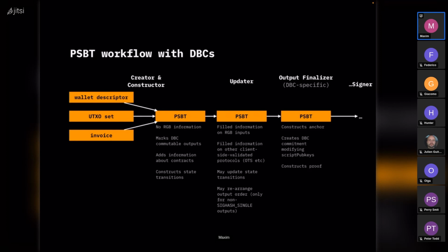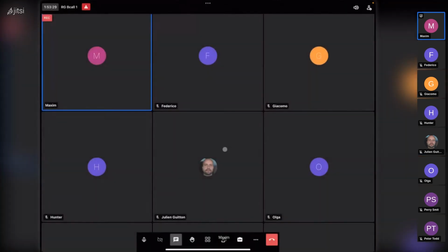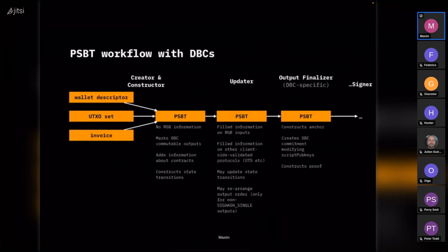It also adds information about RGB contracts, so not state transitions, but contracts, because the wallets which will sign the transaction containing RGB assets will need to know about those assets, the names of assets, and so on and so forth. So the genesis blocks of the assets will be put into the PSBT global map by the creator or constructor. And it also, no, it does not construct state transitions. That's wrong. Sorry, I will change that.